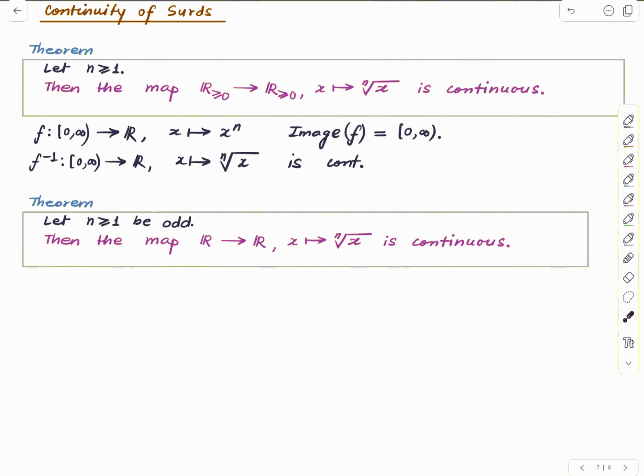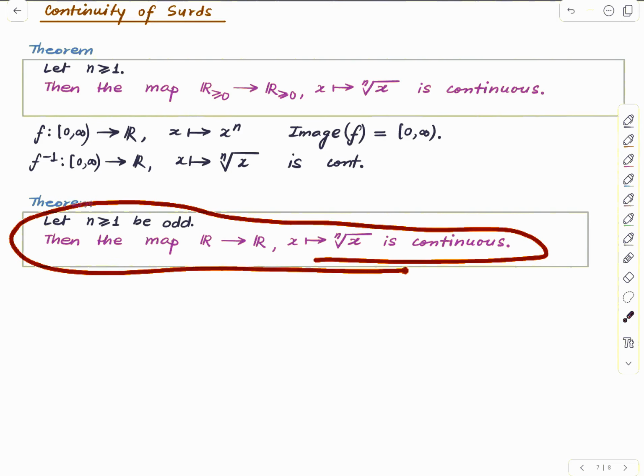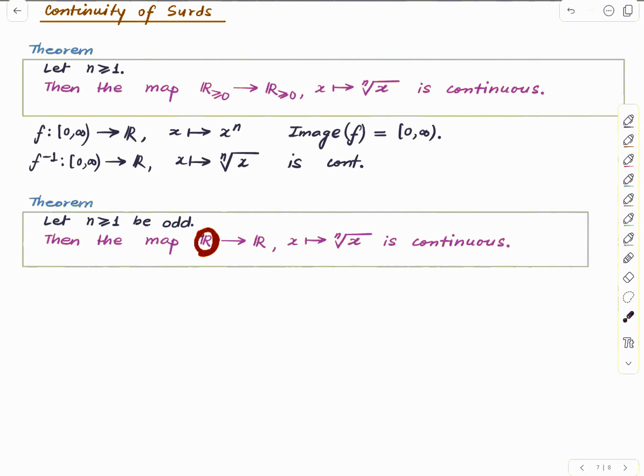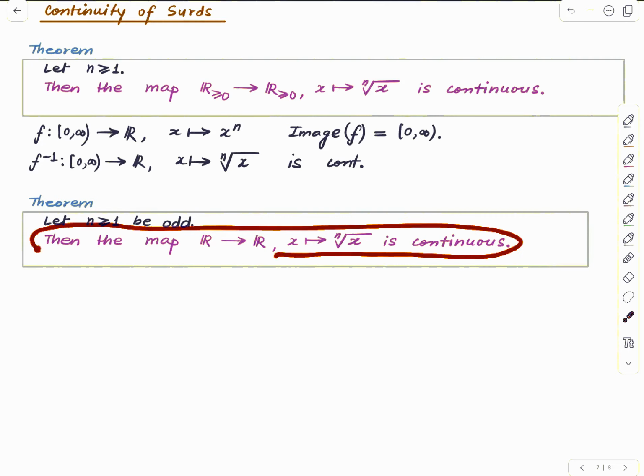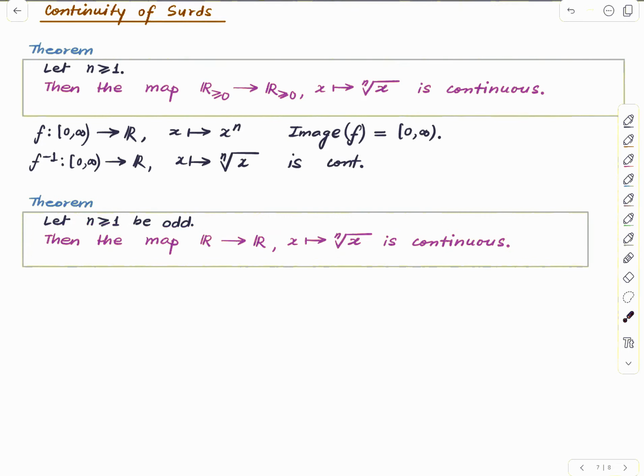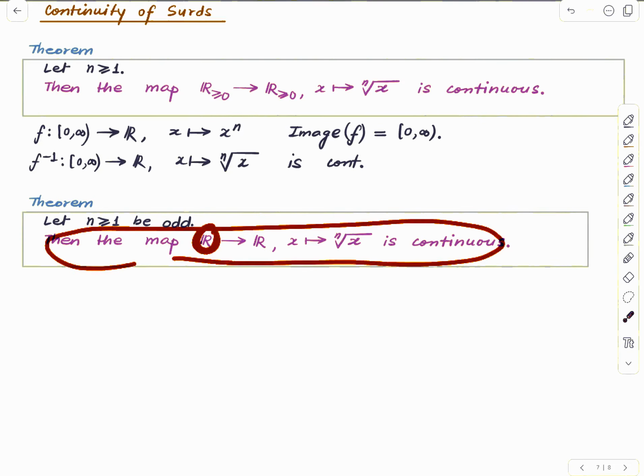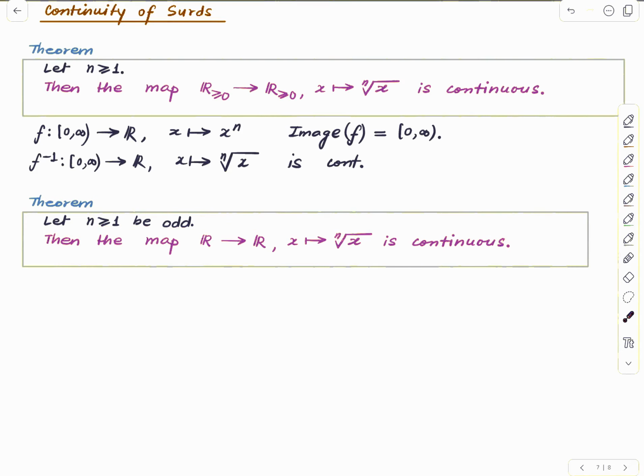And you can show that if n is odd, then actually the map goes from the entire set of real numbers to the set of real numbers, and that is also a continuous map. If n is even, then one cannot define this map. For instance, if n equals 2, you can't take the square root of a negative number and obtain a real number as a result. So when you want to define a surd of a negative number, you better take the surd using an odd number.